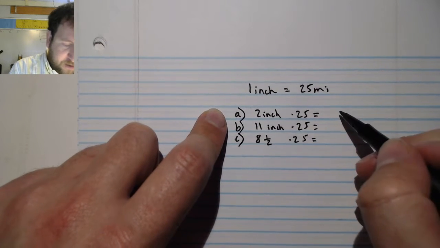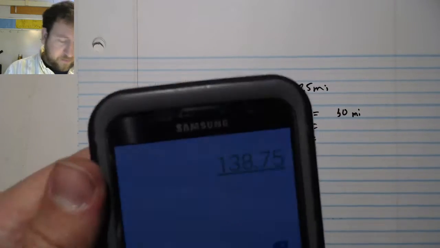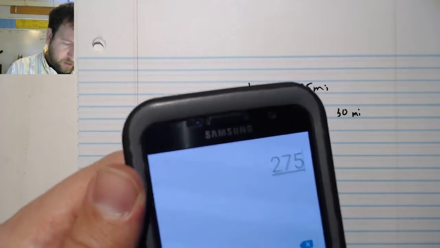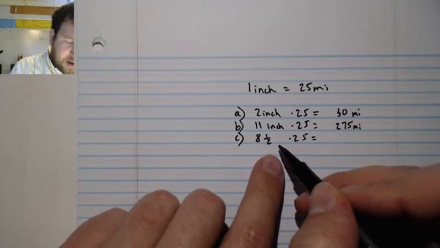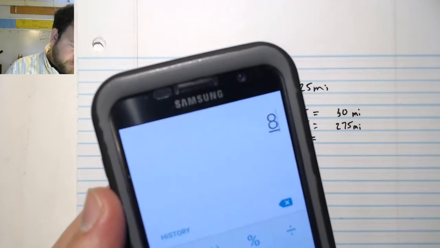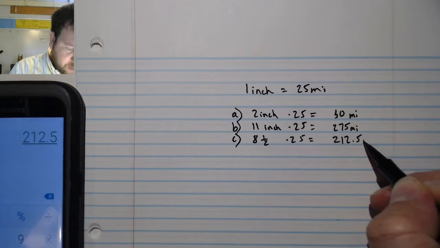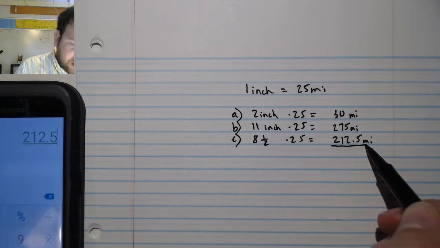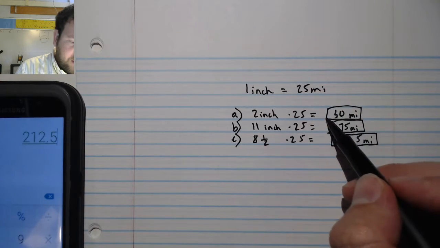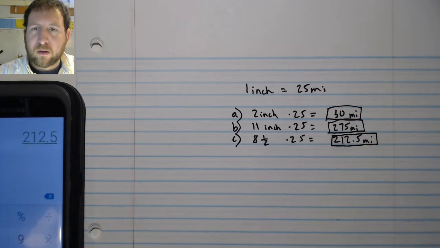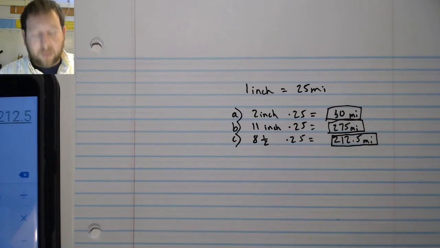So we have 2 times 25, that's 50 miles. 11 times 25, 275 miles. And 8.5 times 25, 212.5 miles. And that's really all that we need to do for this section. It's just getting us used to this unit rate, or this, sorry, that's not what it's called. The unit scale. And that's going to be our key here, all right? Good luck.